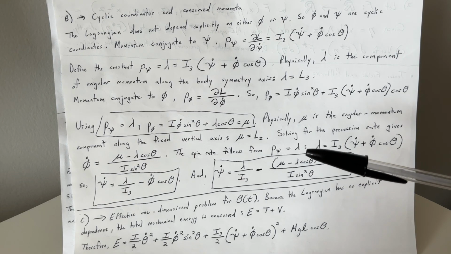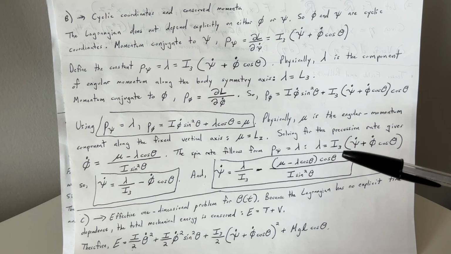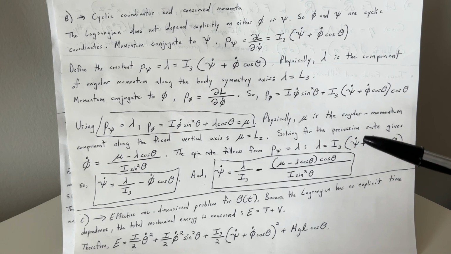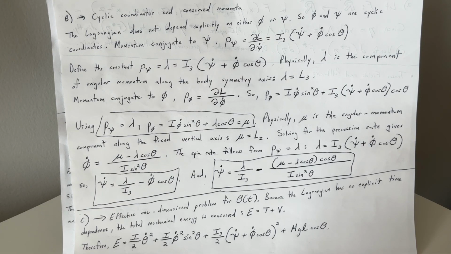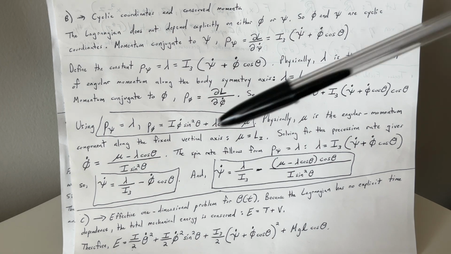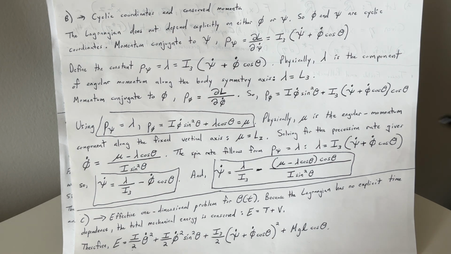And the spin rate follows from p sub psi equals lambda, and lambda equals I sub 3 times the quantity psi dot plus phi dot cosine theta. So psi dot equals lambda over I sub 3 minus phi dot cosine theta. And psi dot equals lambda over I sub 3 minus the quantity mu minus lambda cosine theta times cosine theta over I sine squared theta.